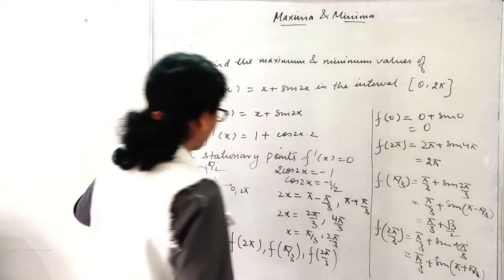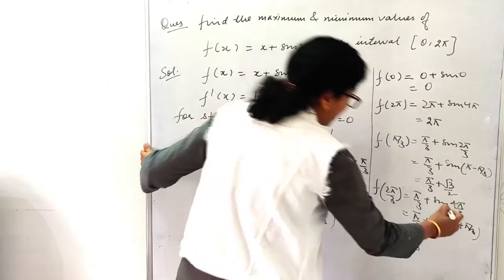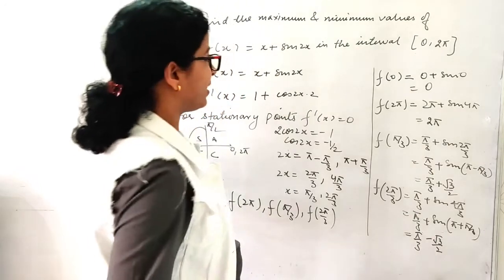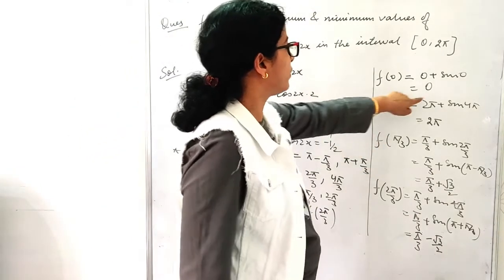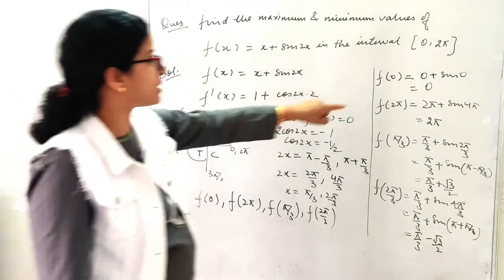Third quadrant, sine will be negative. So it will be pi by 3, and in the third quadrant my sine is negative, so minus root 3 by 2. Now let us check the minimum value. Minimum value will be 0. So it means the absolute minimum value will be at 0.